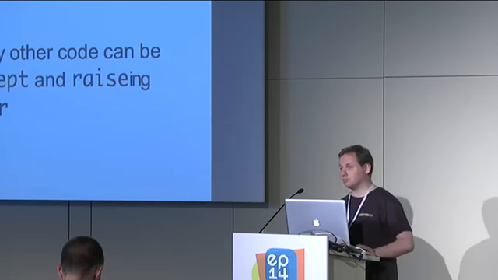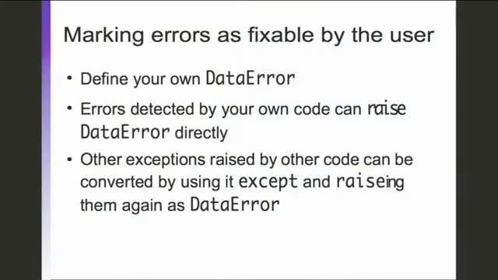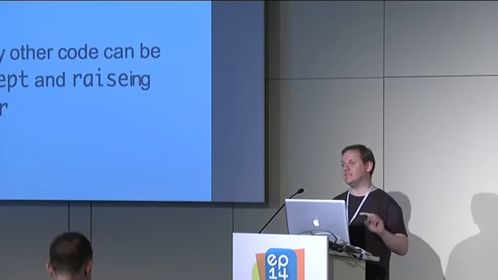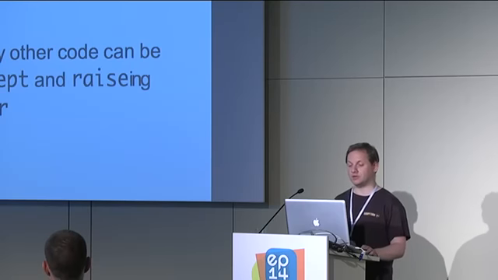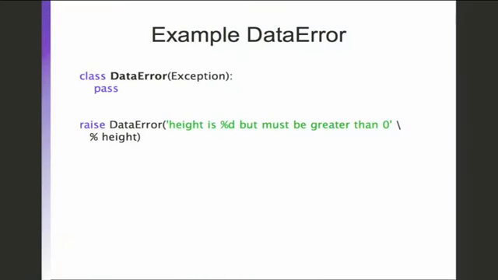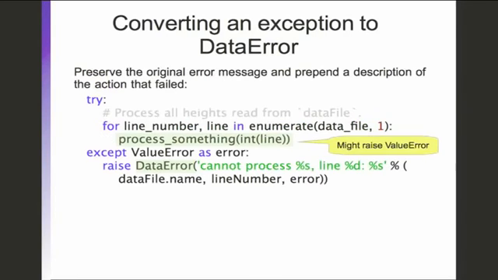In my experience, I usually just define a data error because that's the errors about user input users can fix. And when I detect something invalid, I just raise a data error. Exceptions raised by other routines, value error, index error, lookup error, very often indicate a data error, so I just catch them with except and re-raise them as data error again. Here's an example of how to define a data error, pretty easy in Python. How do I convert a value error to a data error?